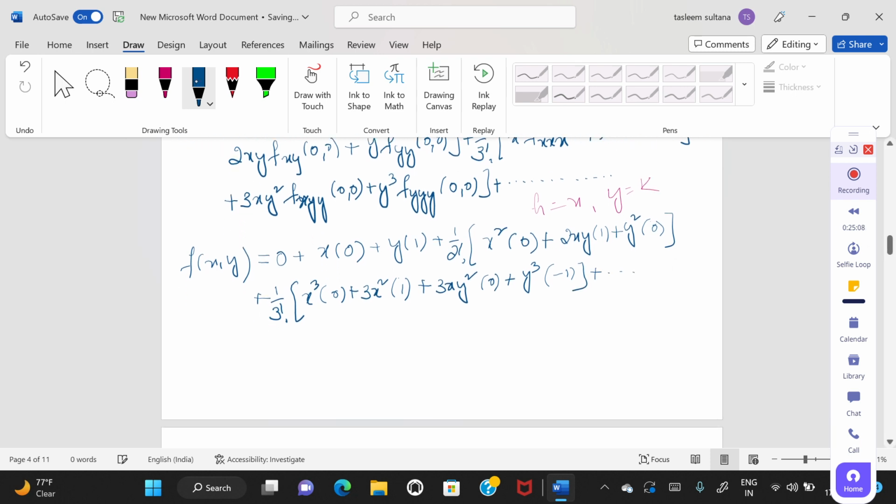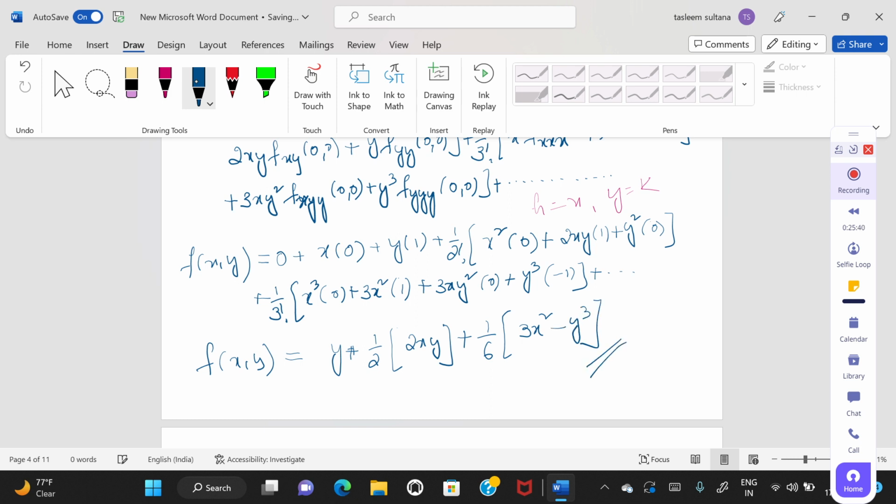So that is equal to f of x comma y, which is equal to y plus 1 by 2 factorial. 2 factorial is equal to 2. This term is equal to 0. 2xy, then plus from here 3 factorial is equal to 6. 1 by 6 of this is 0. 3x square y minus y cube, which is your required series.